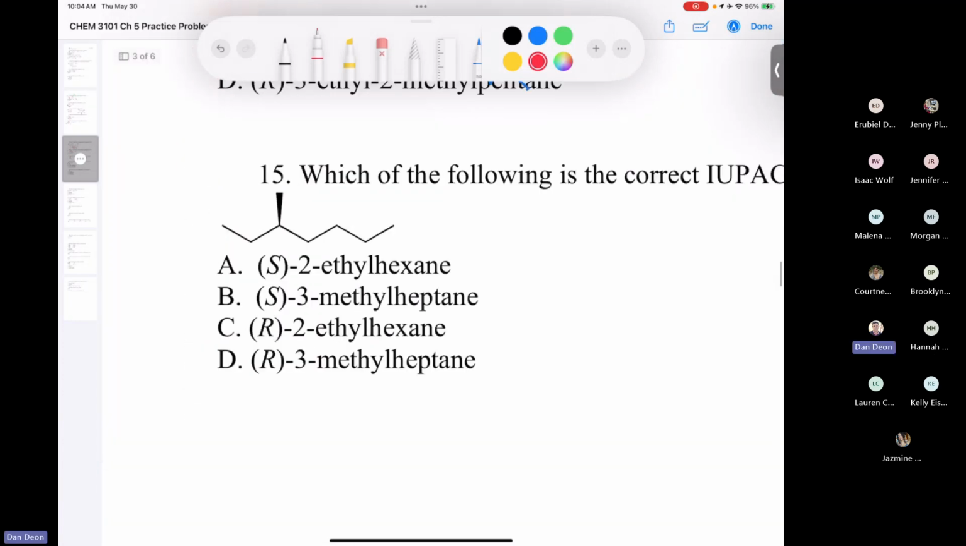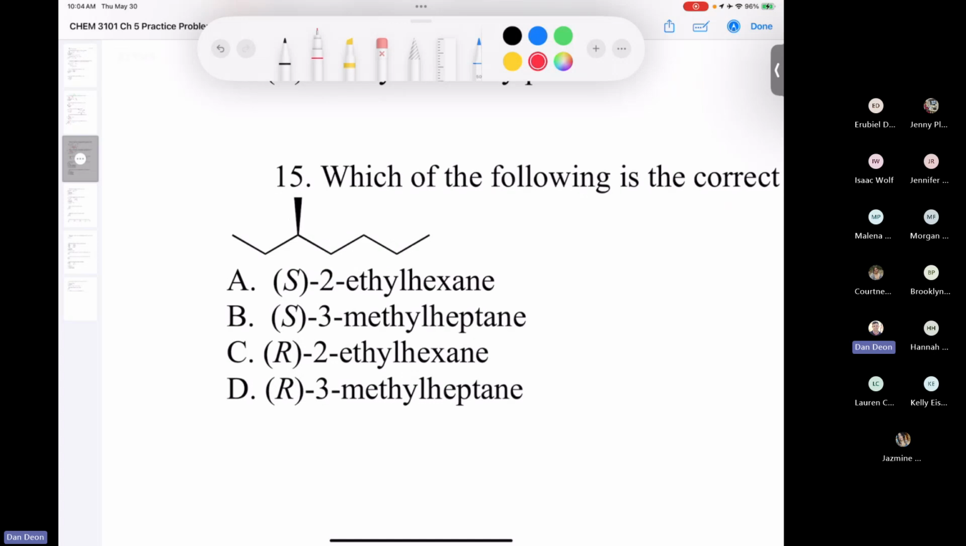Next one, just what's the correct IUPAC name? Our proton is in the back. It's going to be the lowest priority. Remember, the longer the chain, the higher the priority. These are all linear chains. So the butyl group is going to be number 1. The ethyl group will be 2. The methyl will be 3. So we go 1, 2, 3. It's clockwise. The proton is in the back. So that's good. So that means that this is an R compound.